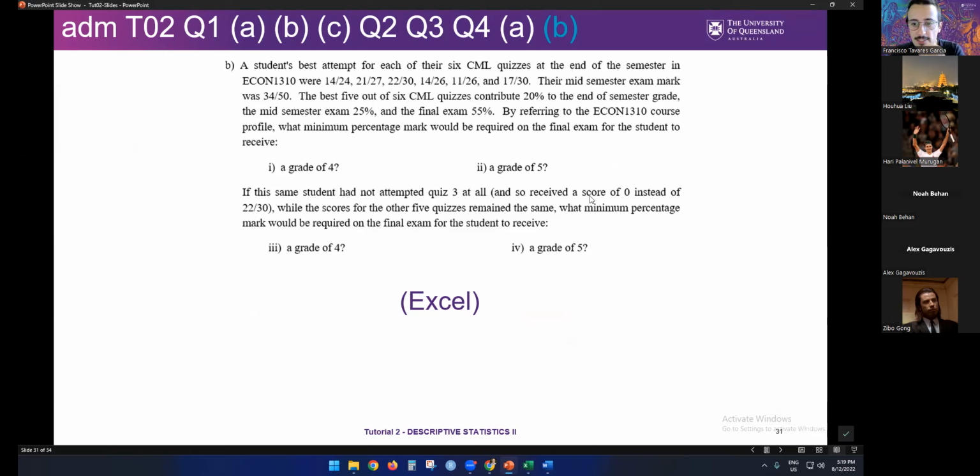And so received a score of 0 instead of 22 out of 30, while the scores for the other 5 quizzes remain the same. What minimum percentage mark would be required on the final exam for the student to receive a grade of 4 and a grade of 5?